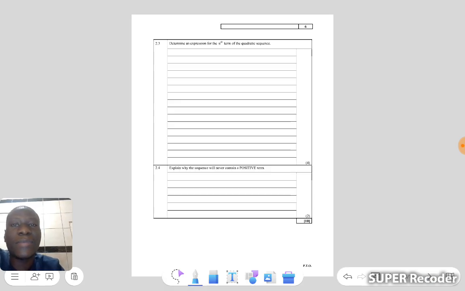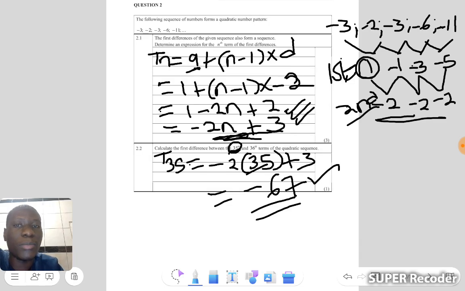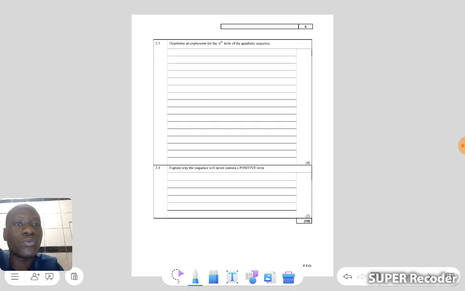2.3. Determine an expression for the nth term of the quadratic sequence. Here in 2.3, that is where we start to deal with the quadratic sequence. On the previous question, we were dealing with an arithmetic sequence. So if we remember very well, let's see our pattern again: -3, -2, -3, -6, -11.